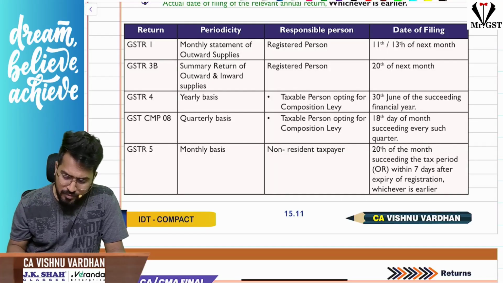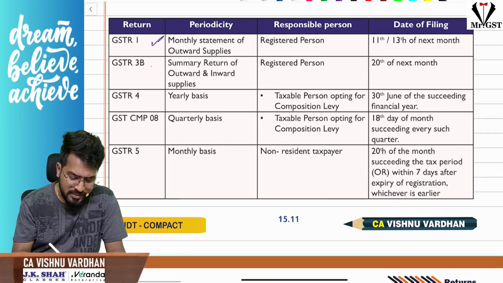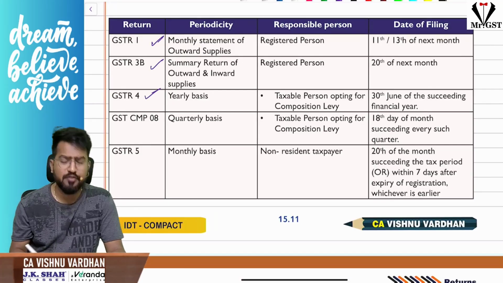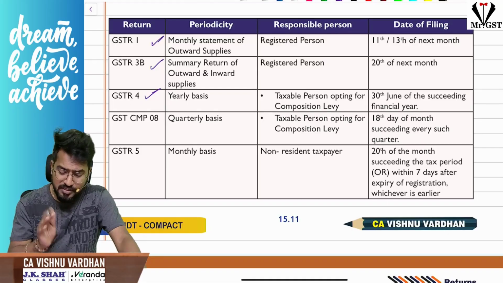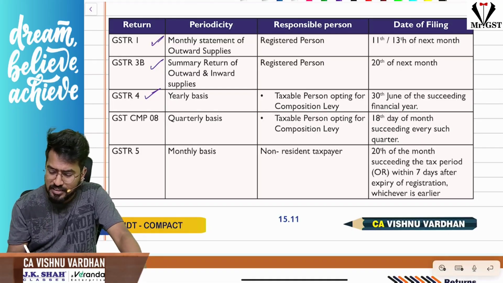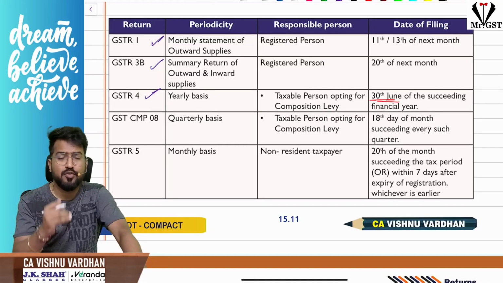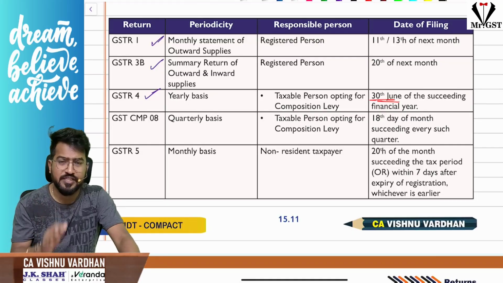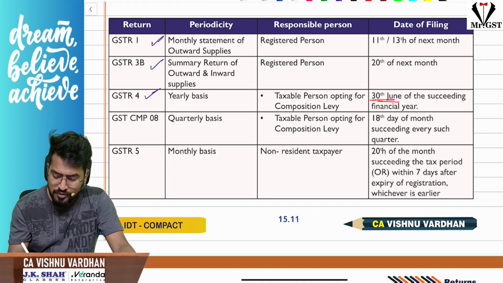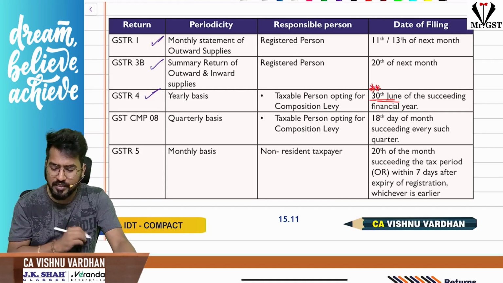If you see this table, GSTR 1 due dates we have already discussed, 3B due dates we have already discussed. GSTR 4 is yearly, to be filed by the composition dealer. First of all, there is one small change here. The due date for GSTR 4 for a composition dealer was 30th April earlier. Now they have made it 30th June of the succeeding financial year. So here alone you please be very careful. This GSTR 4 due date is 30th June now.